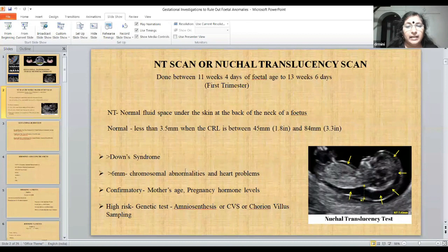When these all agree, Down syndrome is high risk, and there are 2 genetic tests. One is amniocentesis, that is aspirating the amniotic fluid, or CVS, chorionic villus sampling, that is taking some portion from the placenta. These are the confirmatory final tests. But amniocentesis can cause abortion of the baby. Usually it is like that.